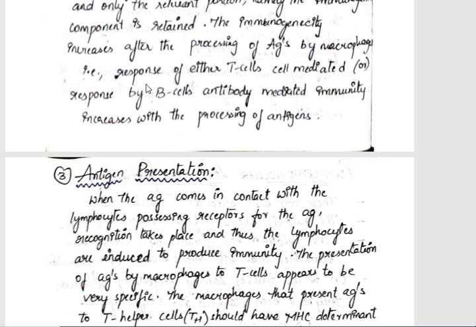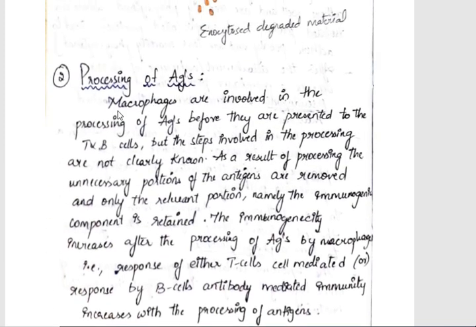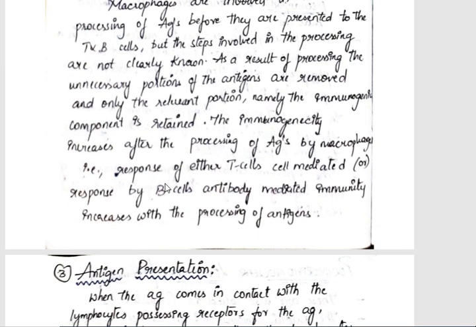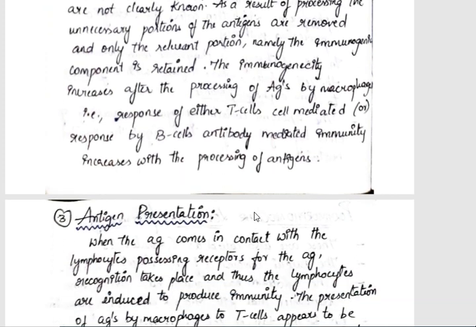First, it processes the antigen. So you can see here the macrophages are involved in the processing of antigen before they are presented to the T and B cells. But the steps involved in this process are not that clear. Once they are presented to T cells and B cells, obviously cell mediated immunity and antibody mediated immunity increase with the processing of antigens.